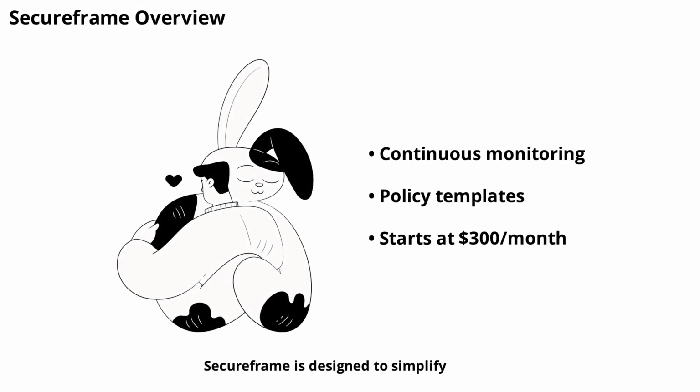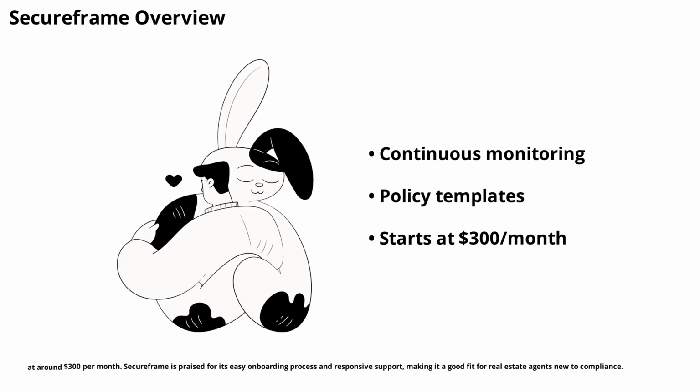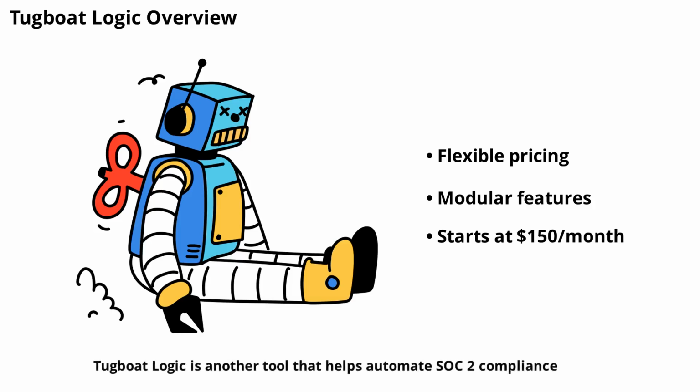SecureFrame is designed to simplify SOC 2 compliance for small businesses. It offers automated evidence collection, policy templates, and continuous monitoring. Pricing starts at around $300 per month. SecureFrame is praised for its easy onboarding process and responsive support, making it a good fit for real estate agents new to compliance.